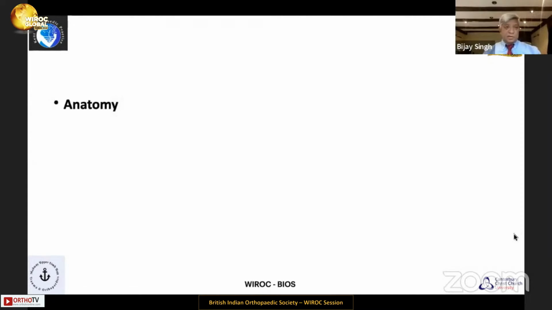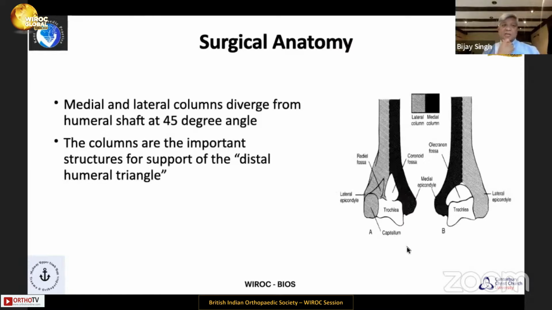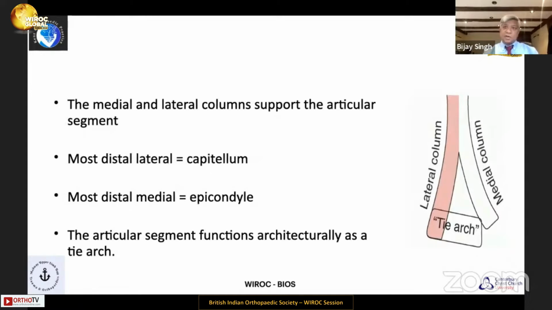So what I'm planning to do is take you through the anatomy, fracture patterns, approach, fixation, failures, and what I've learned from these, and some take-home messages. The medial and lateral columns of the distal humerus angle at about 45 degrees, and they're joined together in the trochlea and the capitellum, which is the tie-arch structure that you'd often see. On the lateral side, the capitellum is the most distal fragment, and the epicondyle is on the lateral fragment.